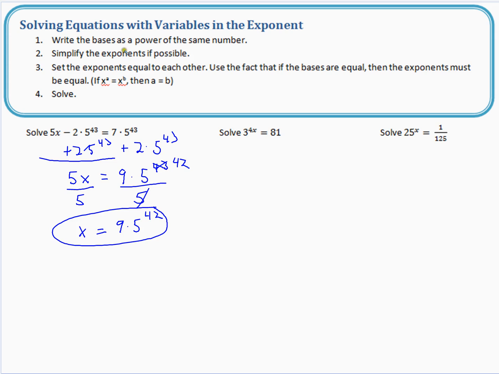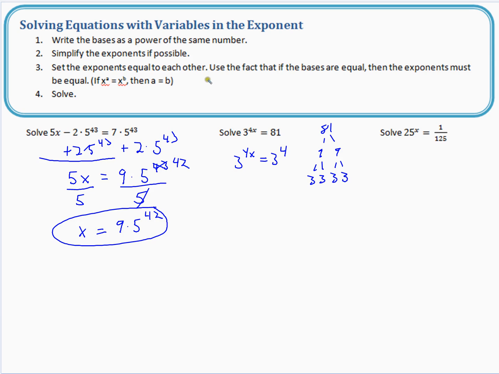So write the bases as a power of the same number. So this is 3 to the 4x. So we're hoping we can write 81 as 3 to a power, which we can. Hopefully you know that 81 is, well, and if you don't, you can do a factor tree. This is 9 times 9. And these are both 3 times 3. And so we have 3 to the 4th power. 81 is 3 to the 4th. And so we were able to write them as the same base.